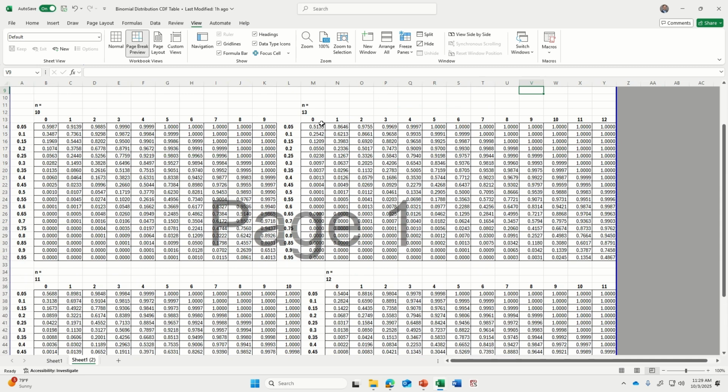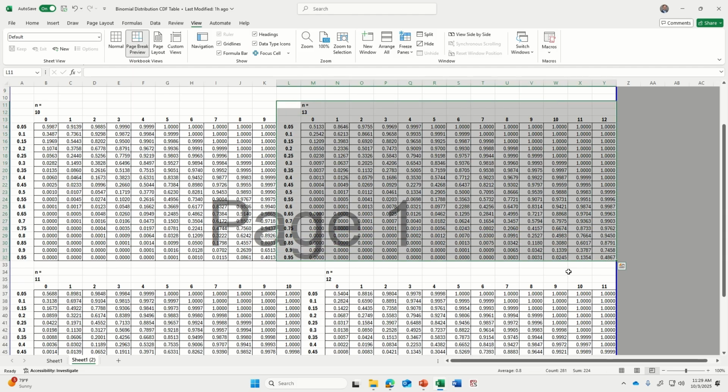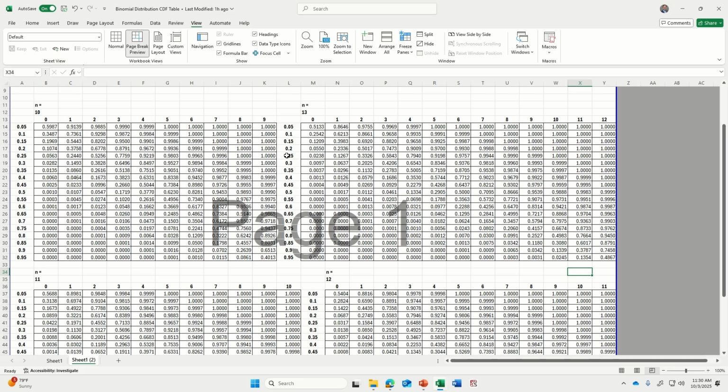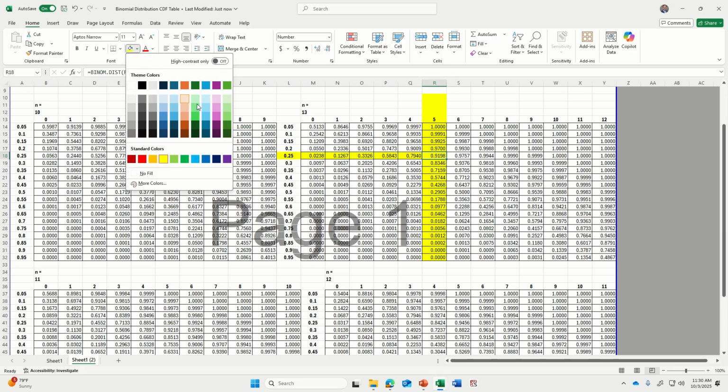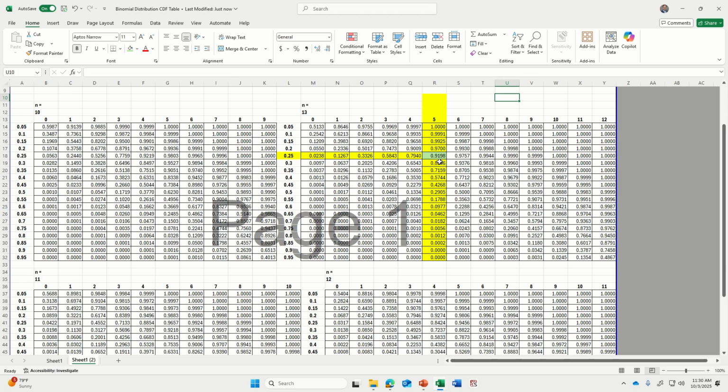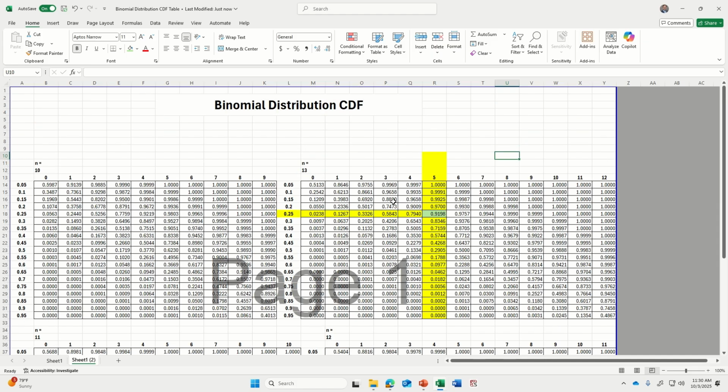And here it is. N is 13 means I'm looking at this part of the table. K is 5 means I'm looking at this column right here. And then P is 0.25, so I'm looking right here. And my answer is going to be 0.9198. That's how we look it up. 0.9198 is what you should find on that binomial CDF table.